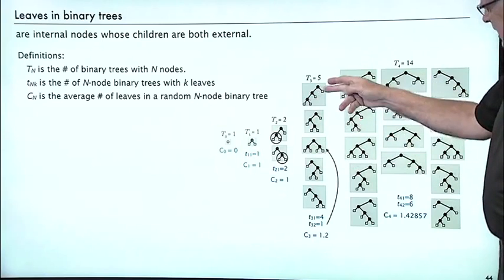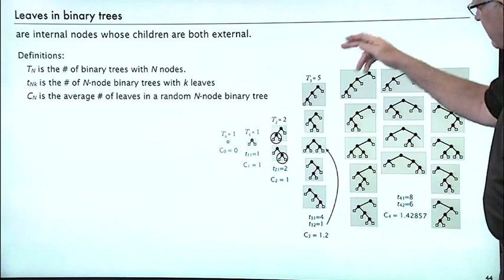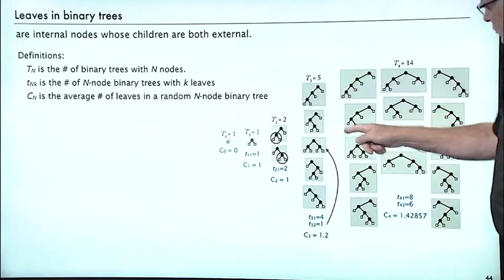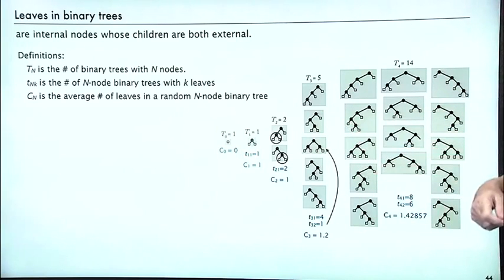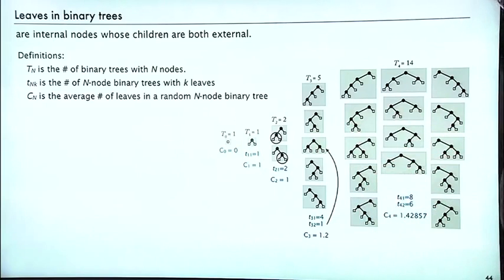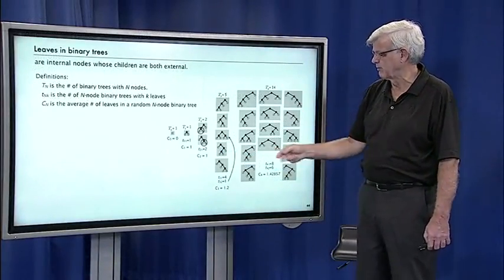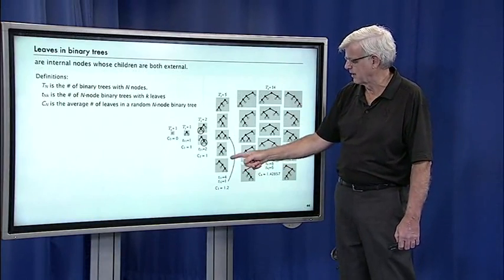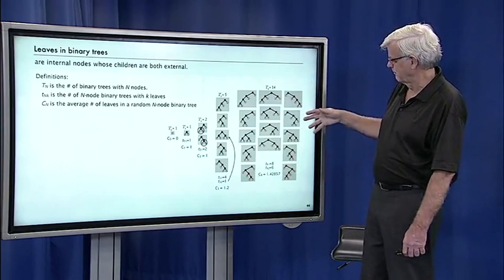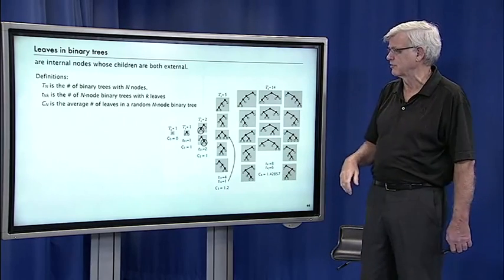So for 3, there are 4 of them that have one leaf, so T 3 1 equals 4. There's 1, the balanced one, that has 2 leaves, so T 3 2 equals 1. And so if you want to compute the average number of leaves in a binary tree with 3 nodes, it's 4 plus 2 times 1 divided by 5, or 1.2. And similarly for 4, you find that 8 of them have one leaf and 6 of them have 2 leaves, and that gives the solution.